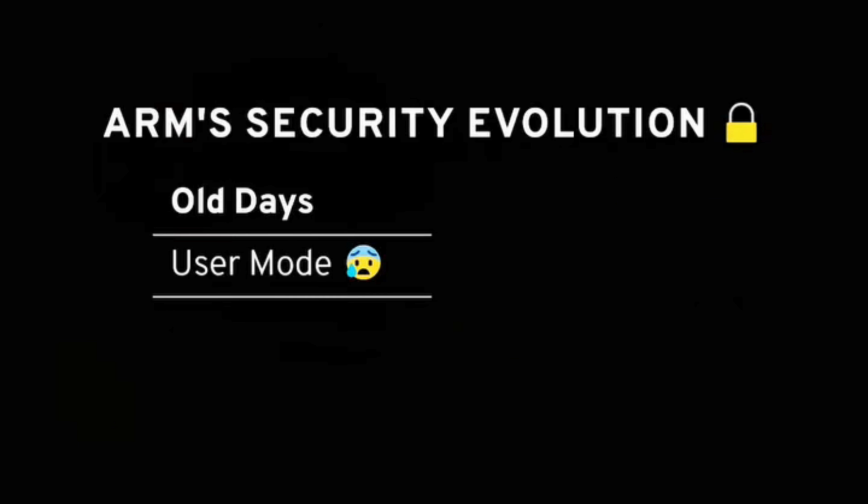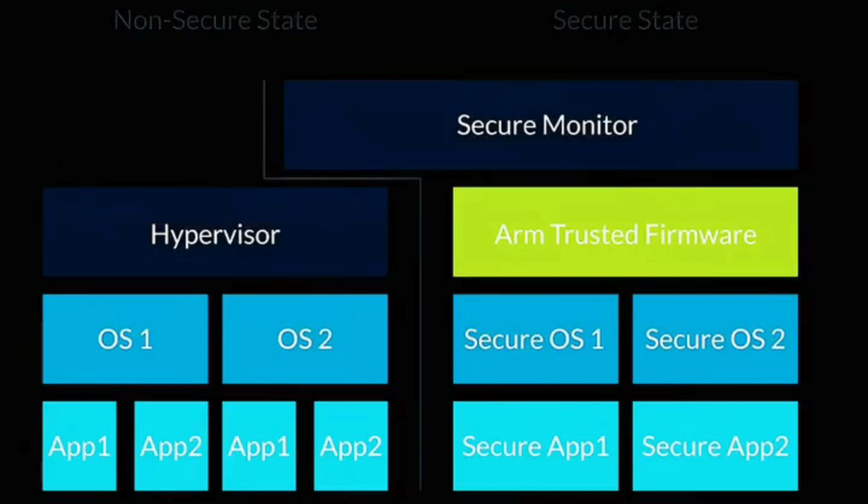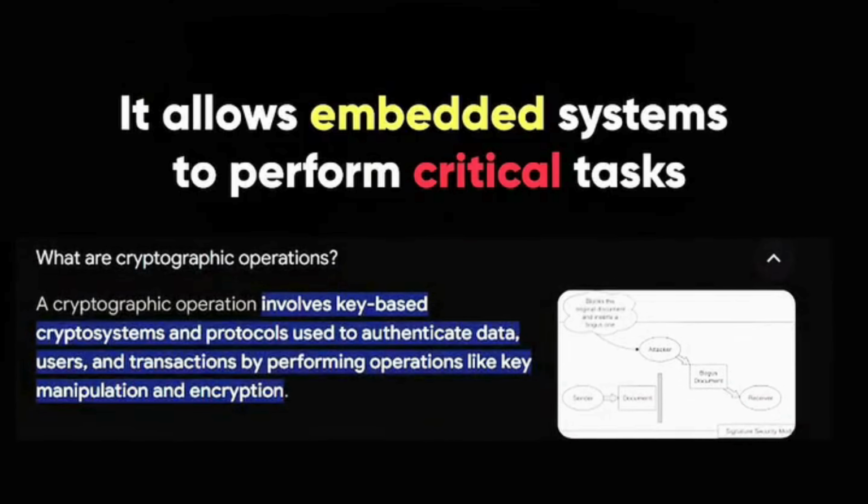With ARM's evolution, they introduced the concept of secure state, a dedicated area where sensitive operations can occur without interference from the non-secure world. This is crucial because it allows embedded systems to perform critical tasks, like cryptographic operations, without being exposed to external threats.